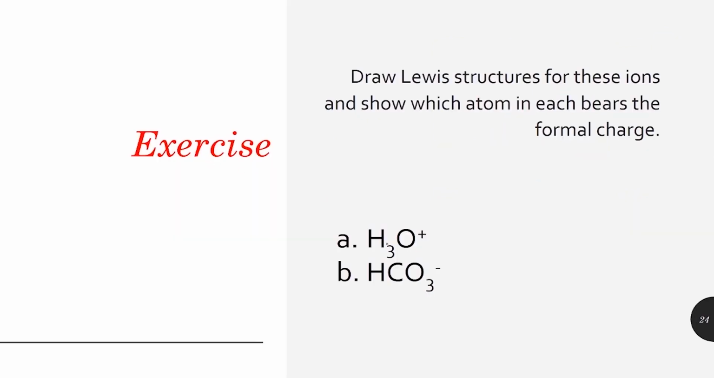Let's look at this exercise. Draw the Lewis structure for these ions and show which atom in each bears the formal charge: hydronium and bicarbonate ions. You can stop the video and try to solve the exercise.